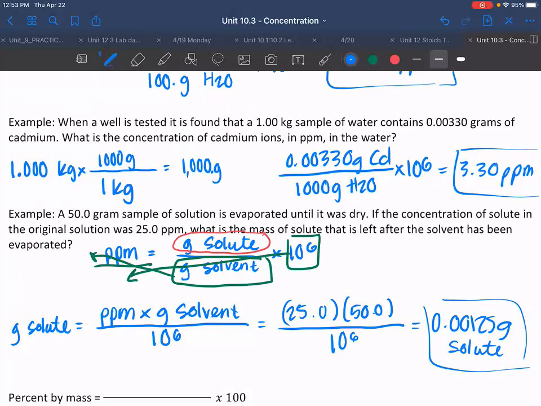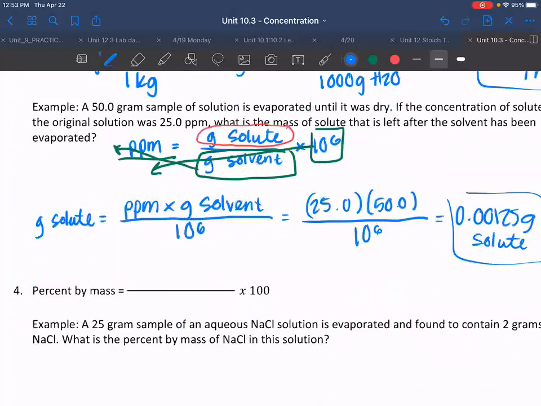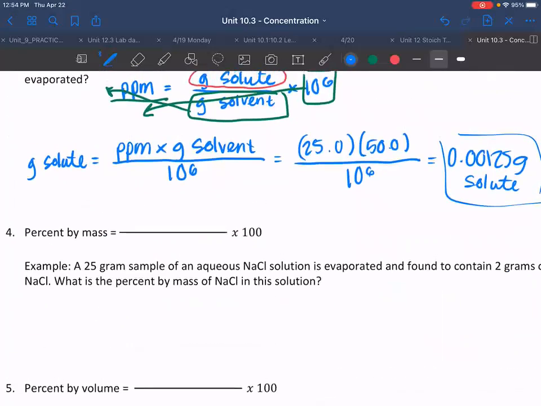Any questions about this one? These last couple things, piece of cake. No issue. You guys should have no problem with these.